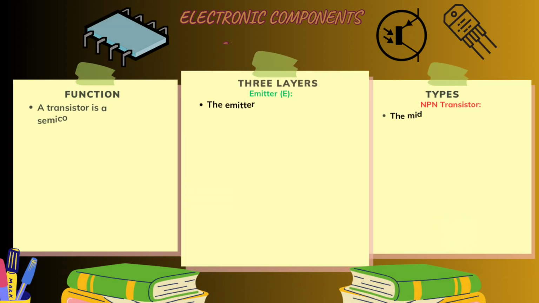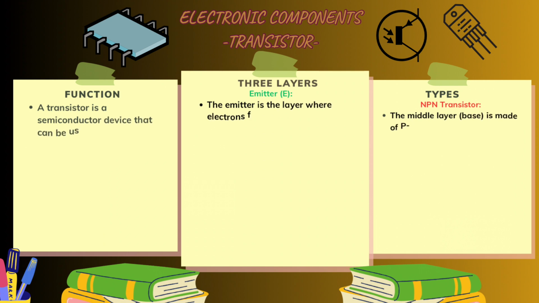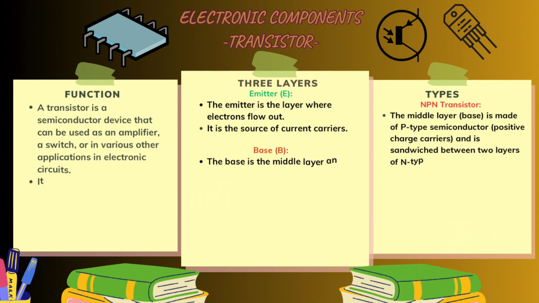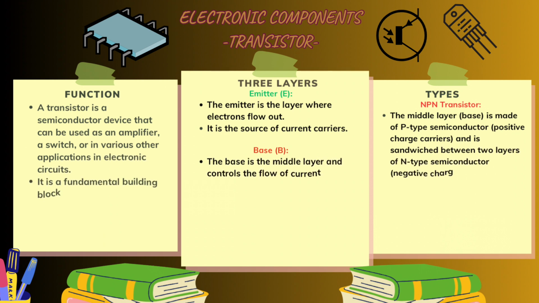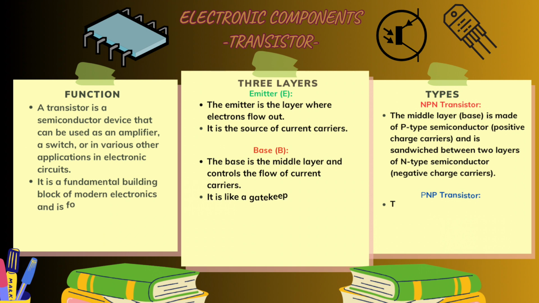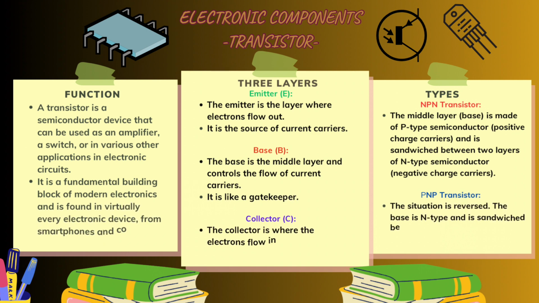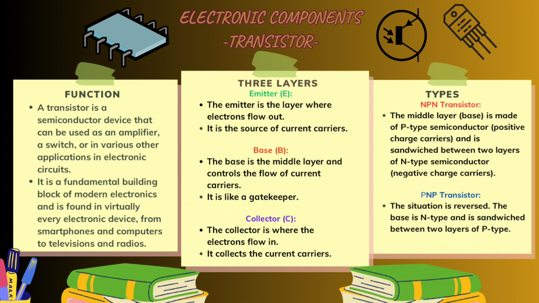Next is the transistor. What is a transistor and how does it work? A transistor is a semiconductor device that can be used as an amplifier, a switch, or in various other applications in electronic circuits. It is a fundamental building block of modern electronics and is found virtually in every electronic device, from smartphones and computers to televisions and radios.